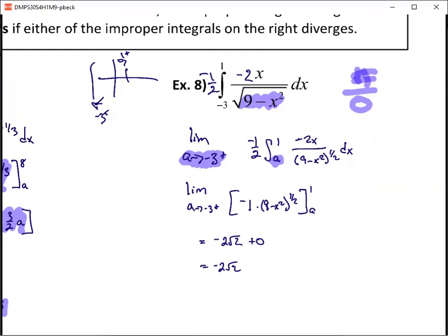All right, we have our limit. Let's go ahead and find the integral. The integral is -1 times (9 minus x squared) to the 1/2. And I did this by u substitution where u equals that denominator. But anyway, when we plug in 1, you get -2 square root of 2. When we plug in our limit of -3, you get 0. So this is -2 square root of 2, which converges.